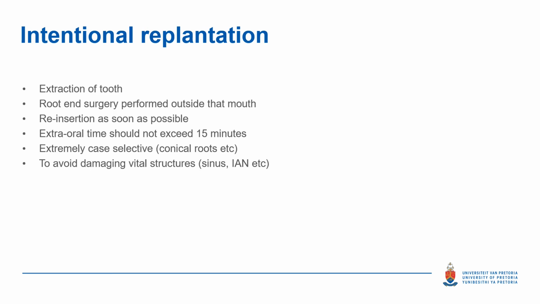So that's, for example, a conical molar that's really close to your maxillary sinus or very close to your inferior alveolar nerve, where you might cause nerve damage or a sinus perforation if you're going to try and do an apicectomy in that area. So extremely case selective, but it is an option. Intentional reimplantation is an option.